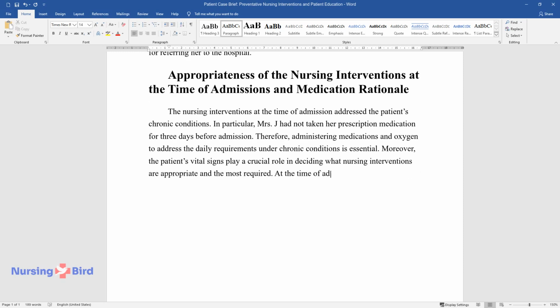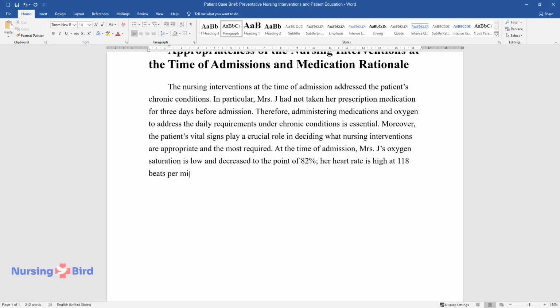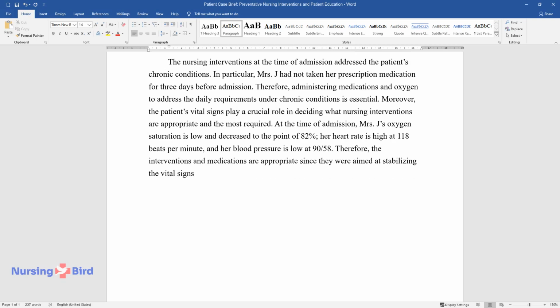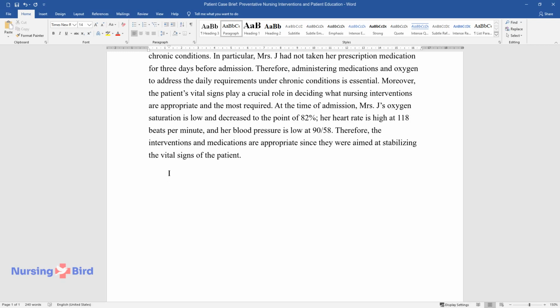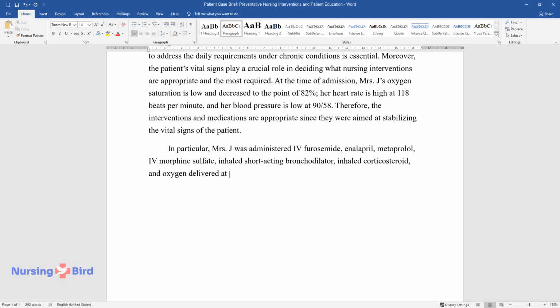At the time of admission, Mrs. J's oxygen saturation is low and decreased to the point of 82%, her heart rate is high at 118 beats per minute, and her blood pressure is low at 90/58. Therefore, the interventions and medications are appropriate since they were aimed at stabilizing the vital signs of the patient. In particular, Mrs. J was administered furosemide, enalapril, metoprolol, morphine sulfate, inhaled short-acting bronchodilator, inhaled corticosteroid, and oxygen delivered at 2 liters per minute by nasal cannula.